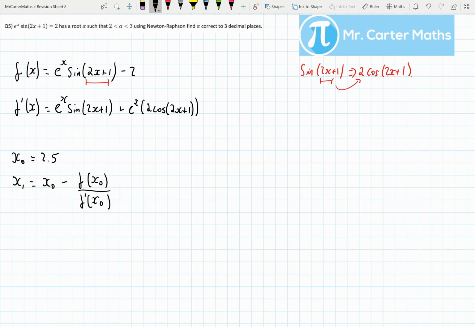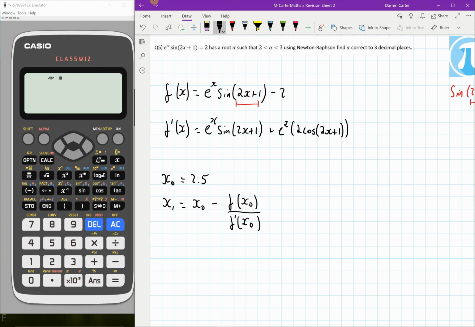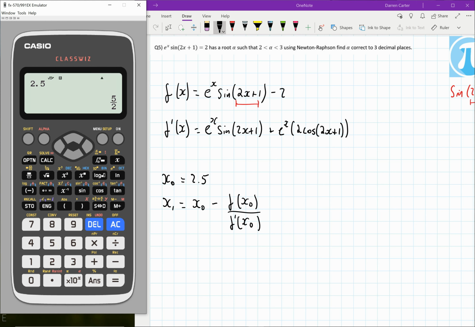I'm going to use this calculator. So x0 is my answer before, so I want to set 2.5 as my previous answer. I wanted to set this up so I can just press equals and do this iteratively.